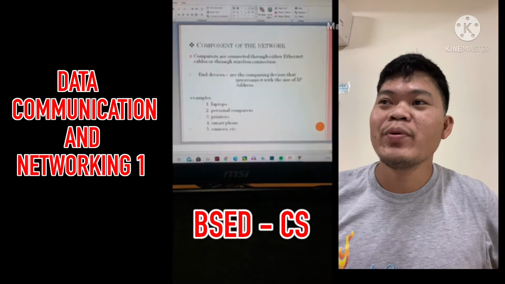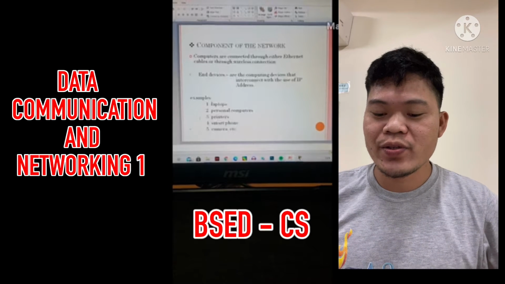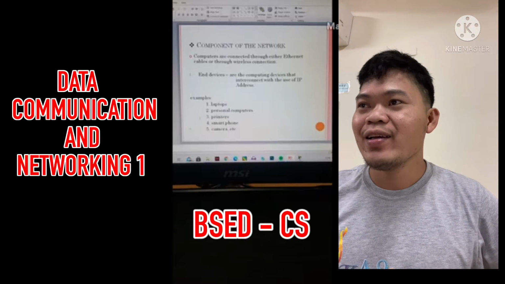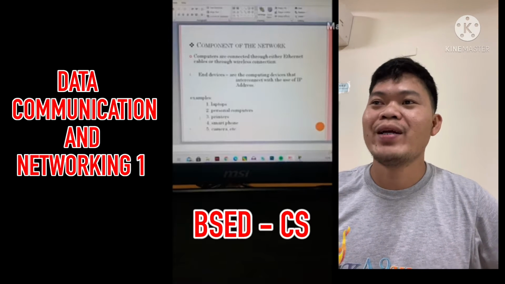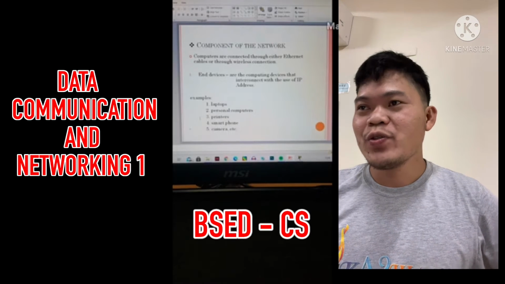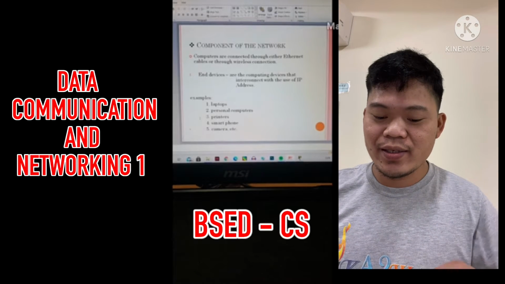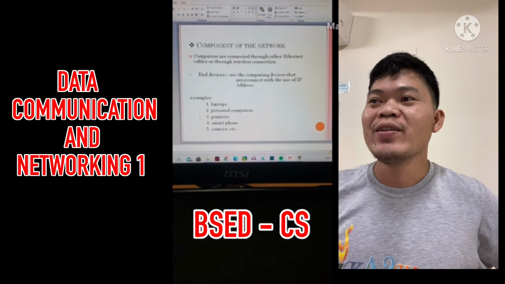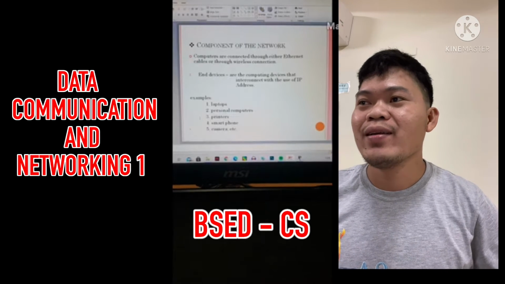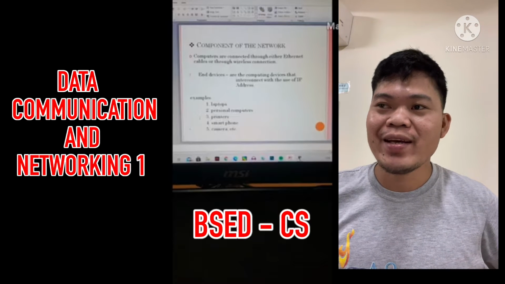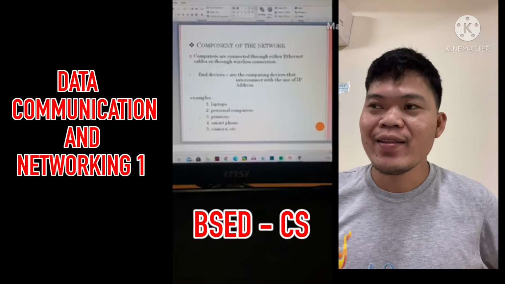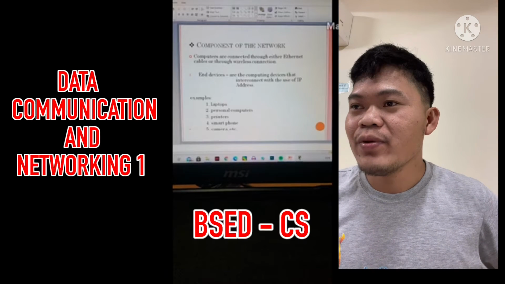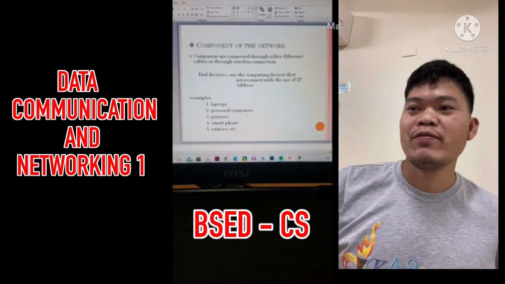And here are the components of the network. So what are the components of the network? Computers are connected through either Ethernet cables or wireless connections. So first, we have the end devices. What are these end devices? End devices are the computing devices that interconnect with the use of an IP address, which is a unique address of every computer. For example, we have laptops, personal computers, printers, smartphones, cameras, etc.